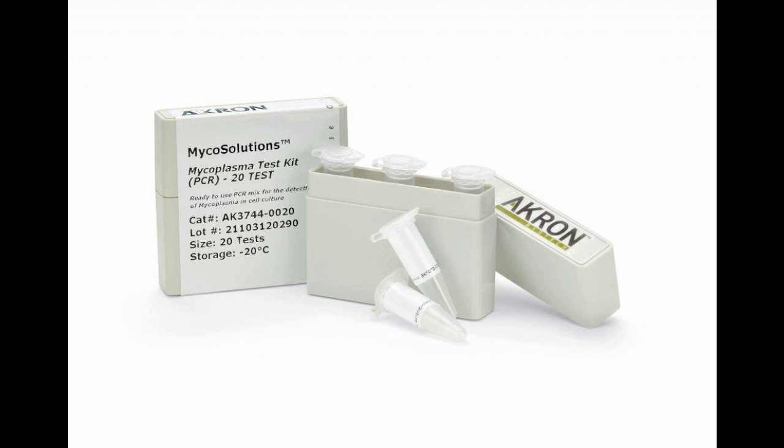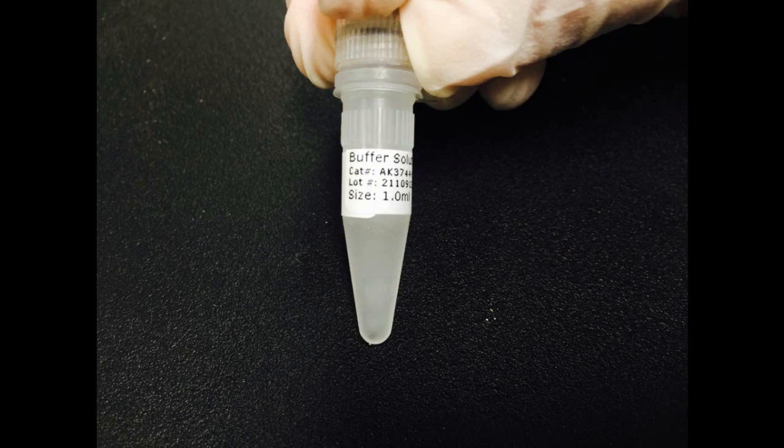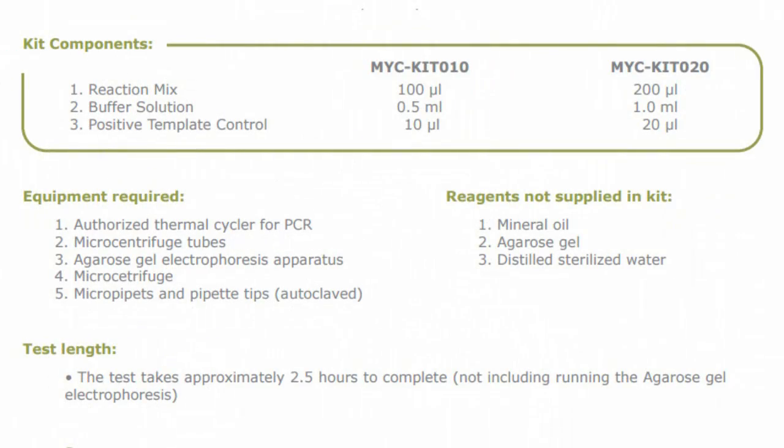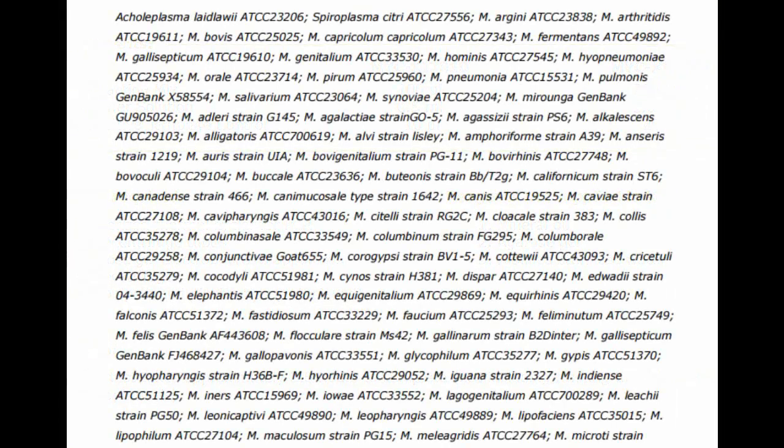AKRON's Mycosolutions detection kit is designed to detect the presence of mycoplasma contaminating biological materials, such as cultured cells. There is no need to prepare probes or to calculate dNTPs or buffer concentrations, as everything comes in a ready-to-use, optimized PCR mix that detects a wide variety of mycoplasma contamination. If any contamination is present, it will be clearly visible on the agarose gel.